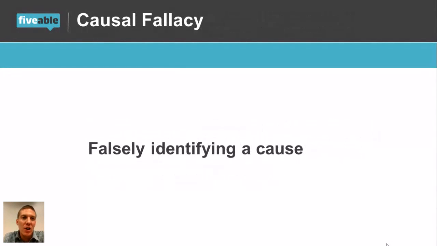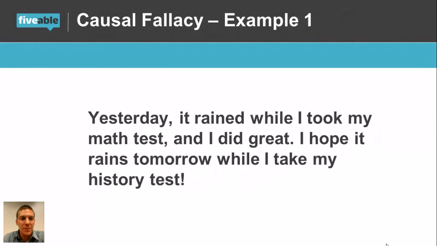All right, we're moving quickly here tonight to causal fallacy. Falsely identifying a cause. We'll see this all the time, so we're going to jump right in to some examples. So example 1, yesterday it rained while I took my math test and I did great. I hope it rains tomorrow while I take my history test. Okay, we'll see this all the time. Superstition kind of comes into play here.